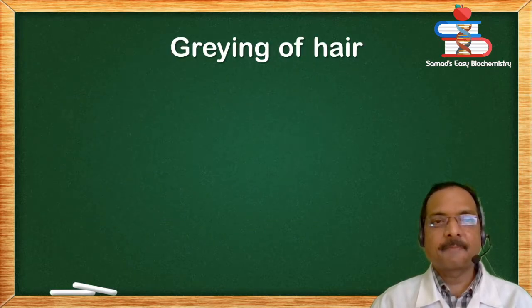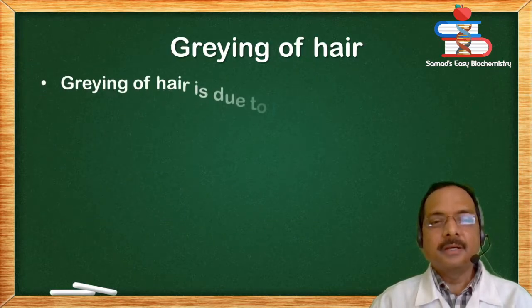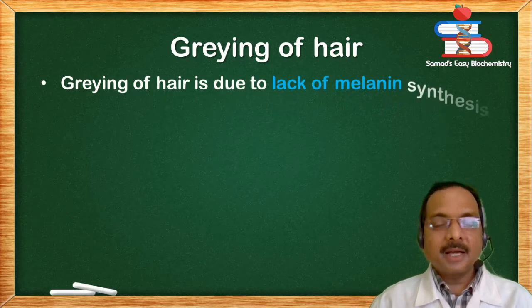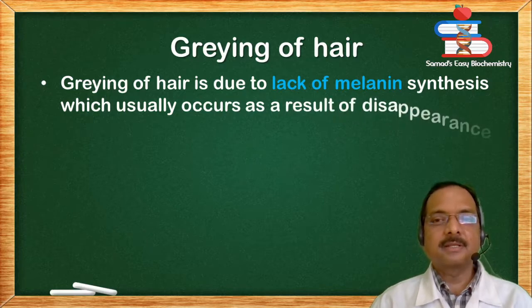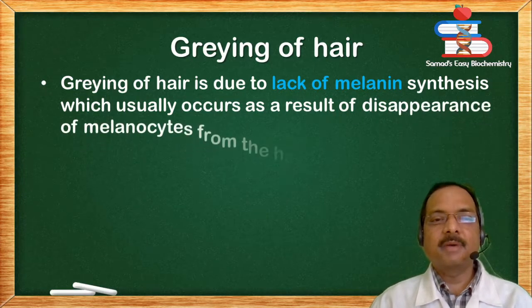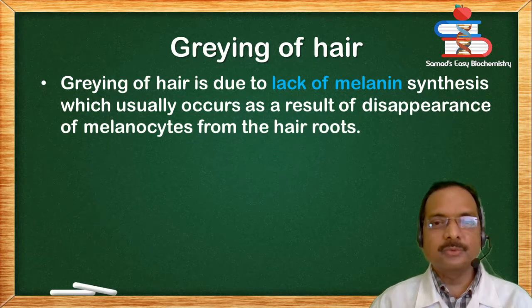Graying of hair. Graying of hair is due to lack of melanin synthesis, which usually occurs as a result of disappearance of melanocytes from the hair roots.